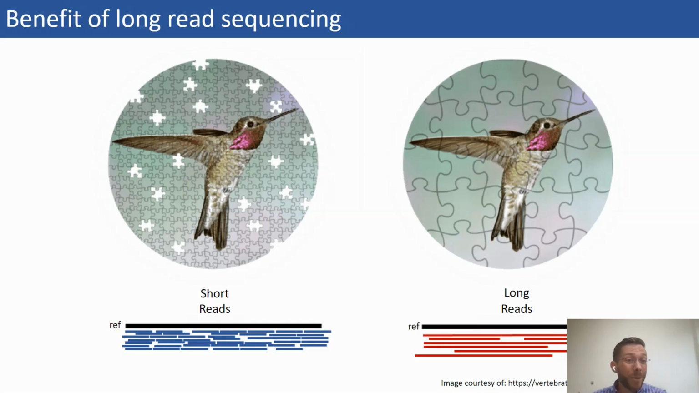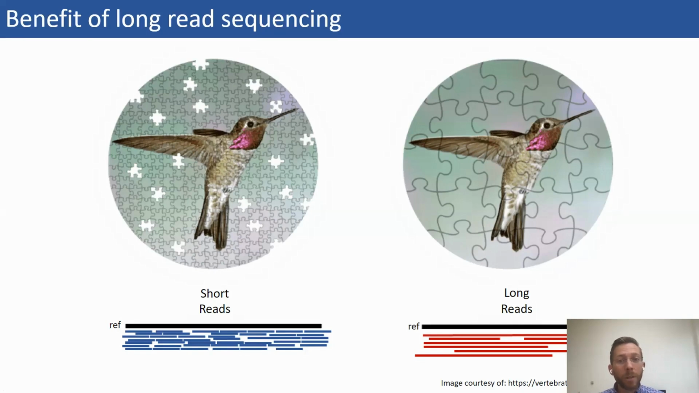So if we had a 1,000-piece puzzle, it's going to take us a very long time in order to identify where each piece of that puzzle goes, similar to that of short read sequencing, when we take the small fragments of DNA and try and align that to a reference genome.